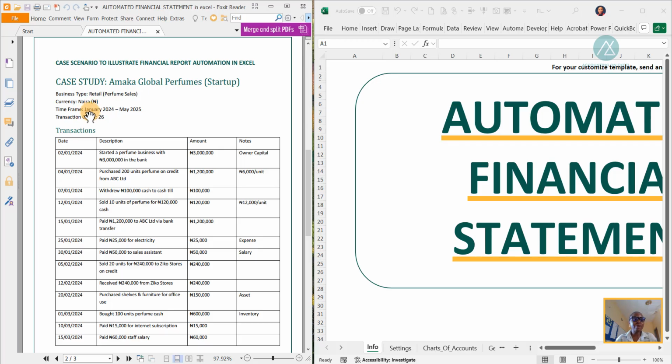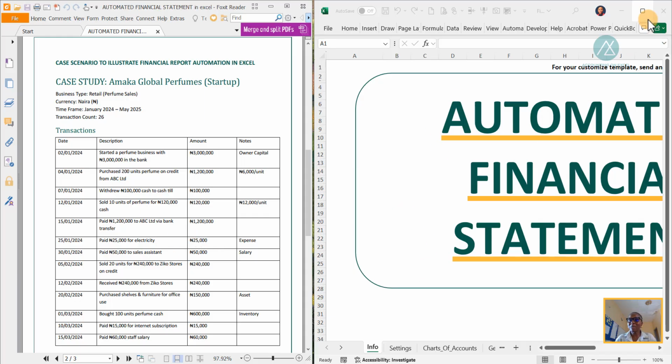Right, so the time frame of transactions we are looking at is from January 2024 through to May 2025. So we'll be looking at about 2 years of transactions, just a few transactions to illustrate how to capture transactions, especially your accounting entries, basically how to capture them on these templates, and you see the impact it will have for each of the transactions.